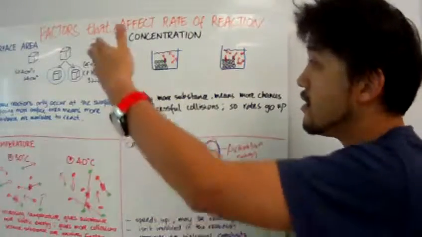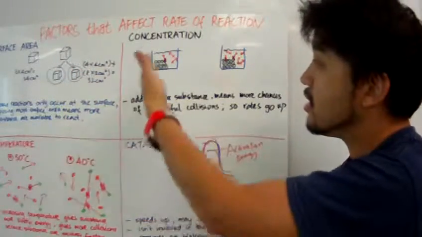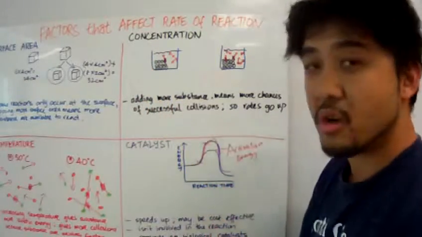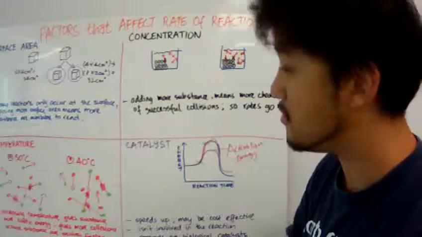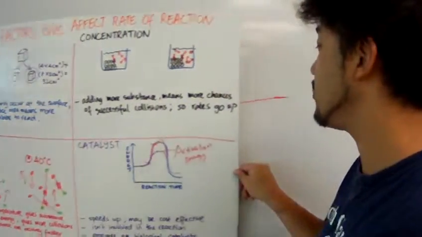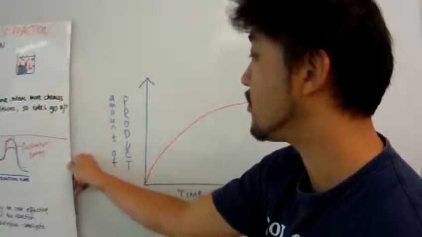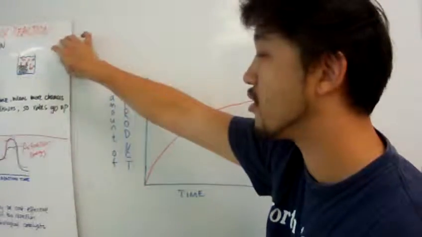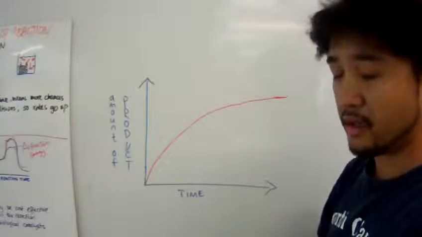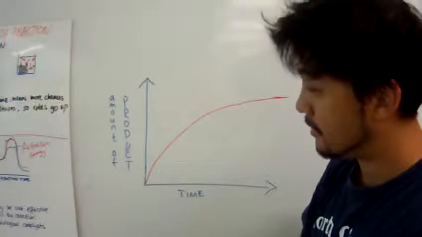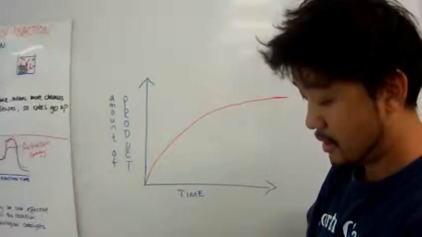All right? Surface area, thermal temperature, concentration, catalyst, which also includes all the biological catalysts that we have in our bodies called enzymes. Right? So what is this going to do in terms of how we plot it graphically? All right? Here we remember we had our initial reaction curve.